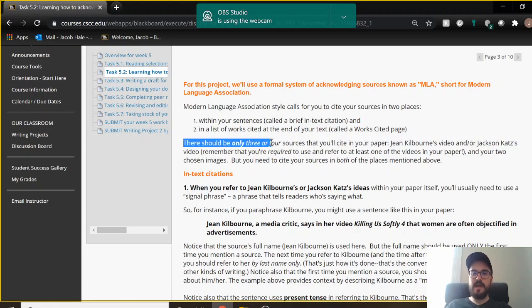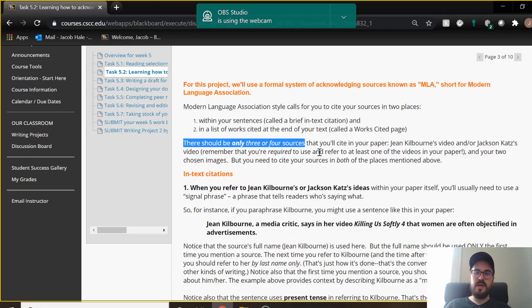Here you'll find a note that indicates you should only really have 3 sources for this project. One is going to be your lens text, so either Kilborn or Katz. And then your other 2 sources are going to be your images. That's really all the information that you will be drawing from. So you don't need to have any other sources. You don't need to do any outside research. You're just going to be citing those 3 things. But it is important that you cite them, which includes your images.